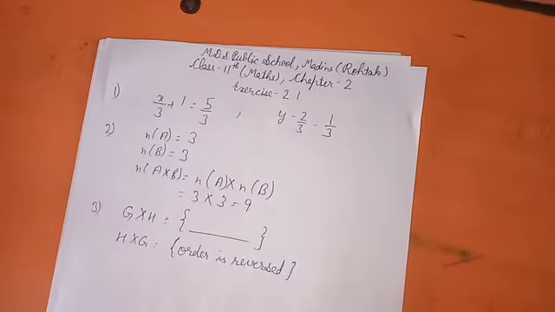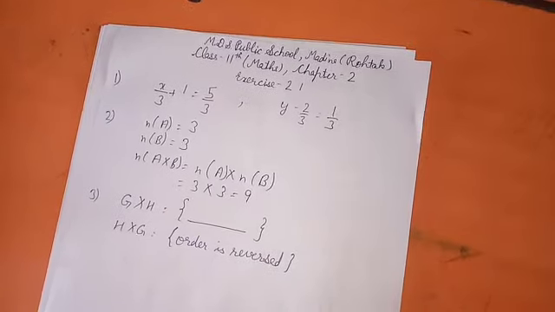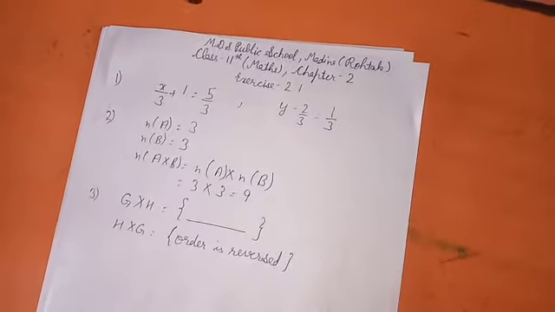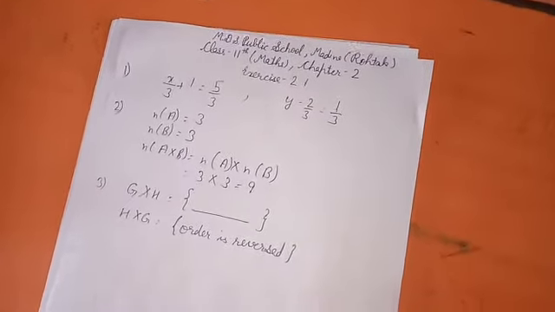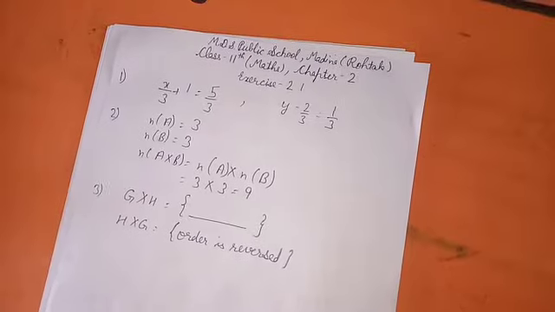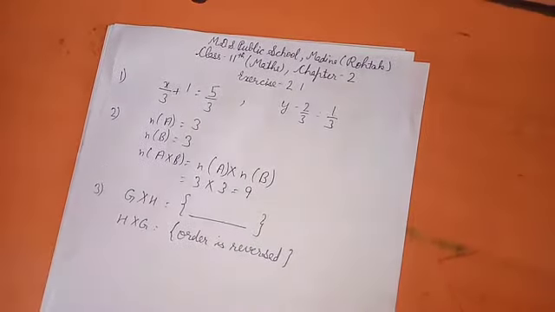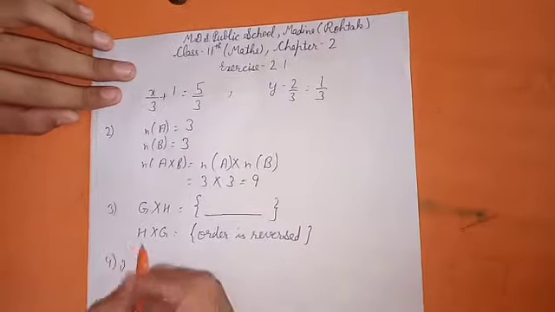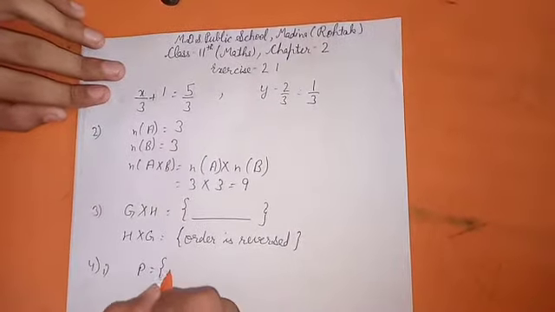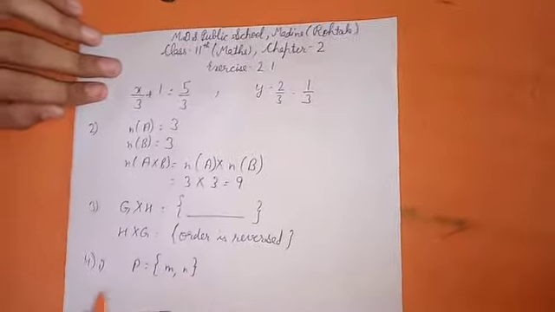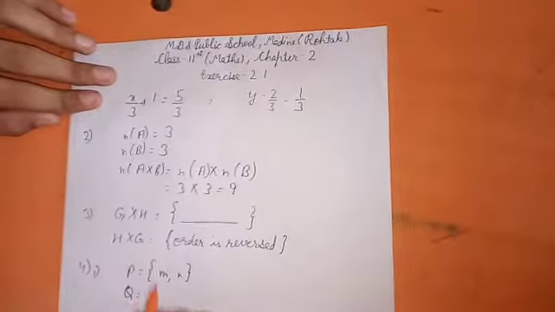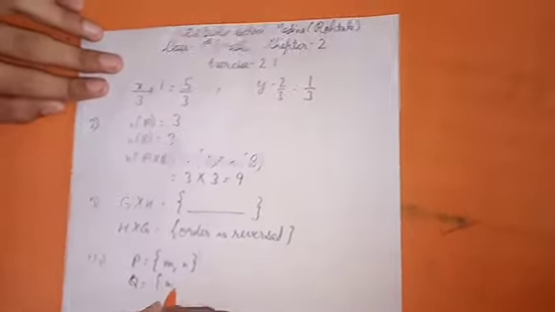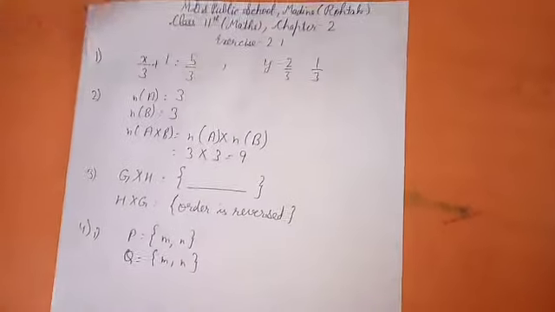State whether each of the following statements is true or false. If the statement is false, rewrite the given statement correctly. So first they have given, if P is equal to {M, N}. So it is our first question, first part. P is one set given to us with elements M and N, and Q is given to us as {M, N}, the same thing.